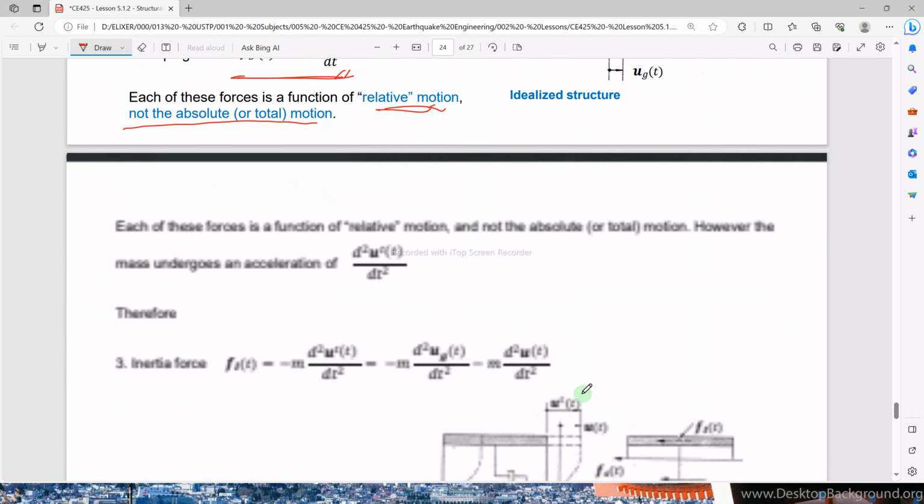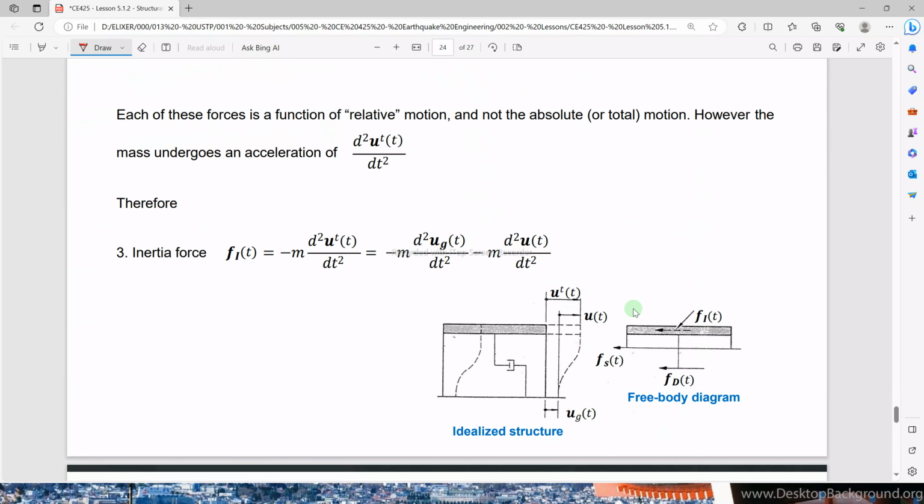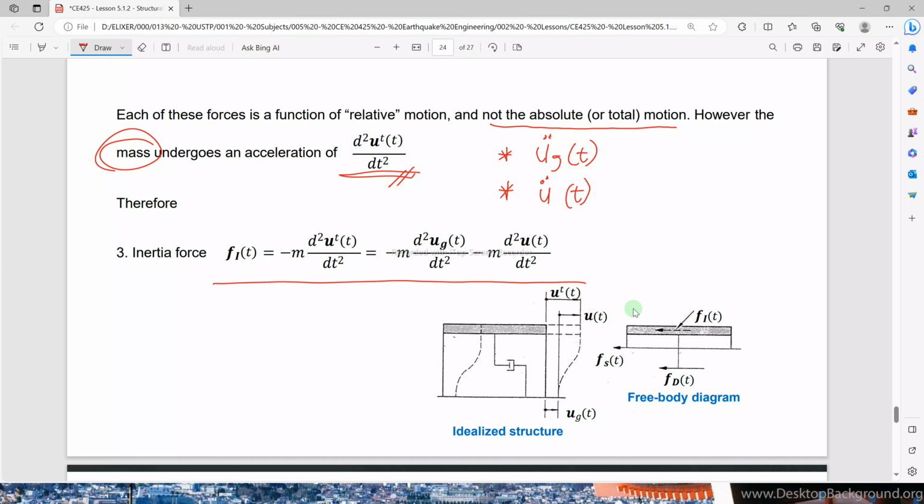So later on, nato na discuss. But each of these forces, so kato siya, si elastic and si damping force are relative motion but not the total or absolute motion. However, si mass undergoes acceleration or the ground acceleration. So si mass, di undergo siya og ground acceleration, u double dot g of t. And then there's also acceleration of the structure. So doon na acceleration sa tuwang of mass. So mo na din siya mabago na din atong formula ni inertia force.